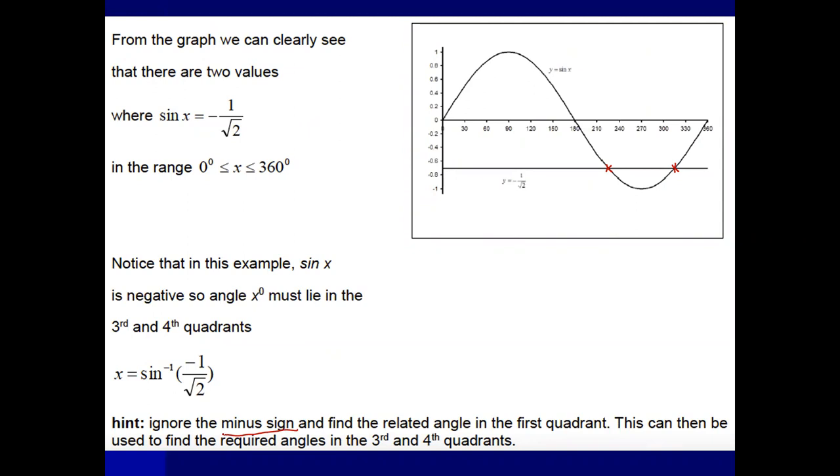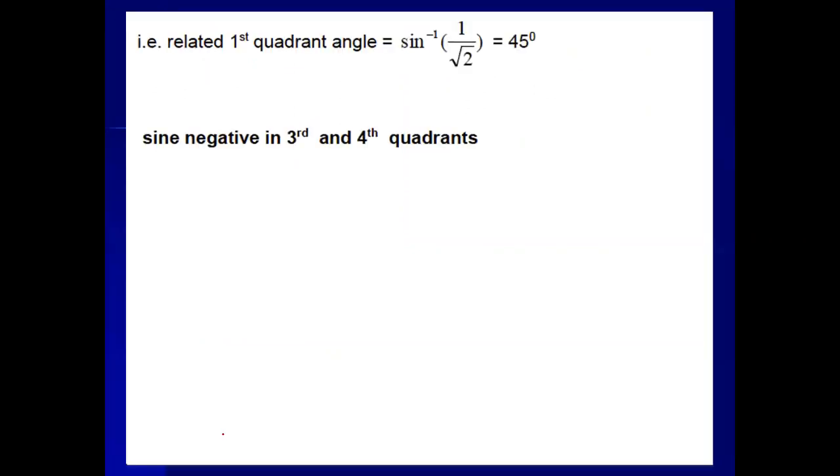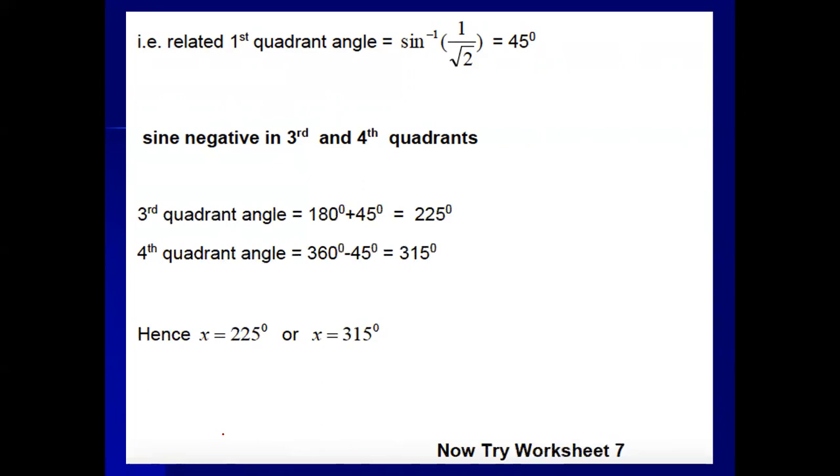Okay, so all these are in your notes. So what we said was we're going to do inverse sine of 1 over √2. If you do that, you get 45 degrees. Then we need to do in the third quadrant 180 plus 45, and 360 minus 45. And those are my answers.